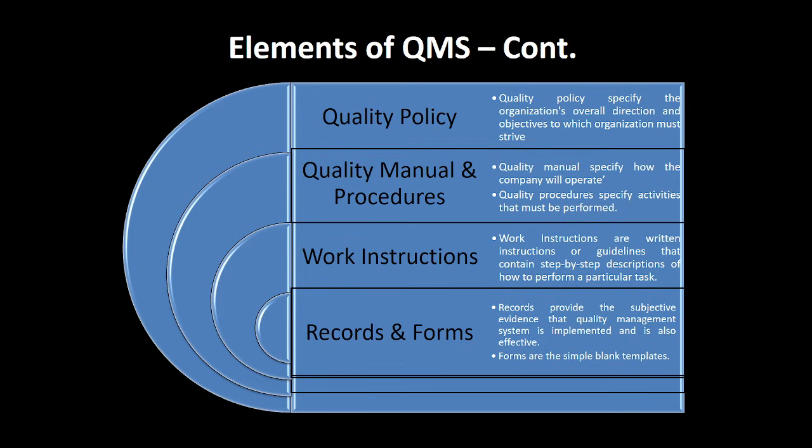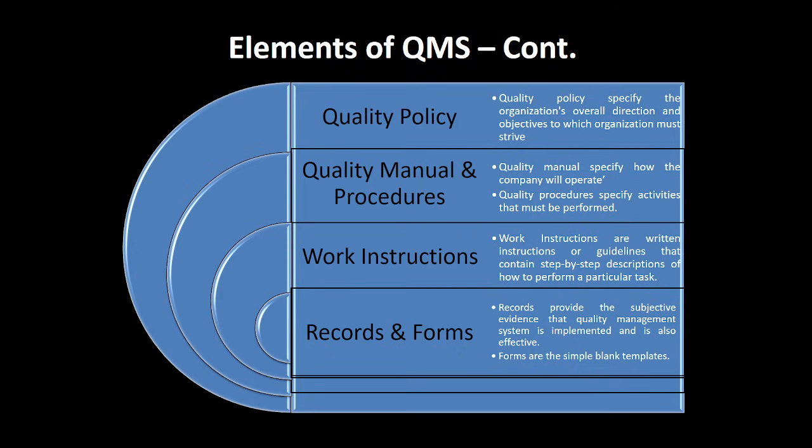As a continuation of the elements of QMS, we have a number of documents that are required within the QMS. One, we have the quality policy. Quality policy specifies the organization's overall direction and objectives to which organizations must strive. Then followed by quality manual and procedures.